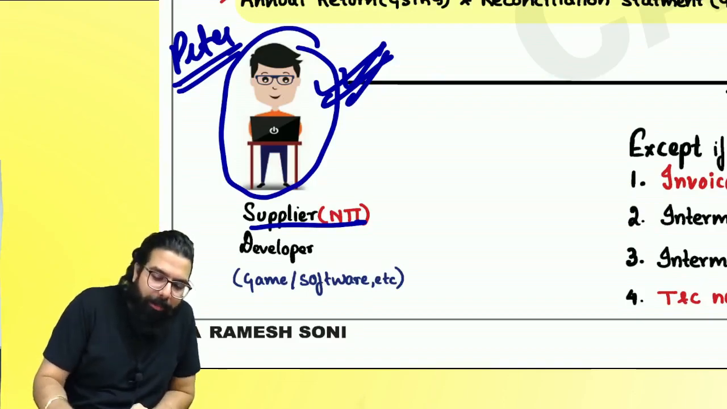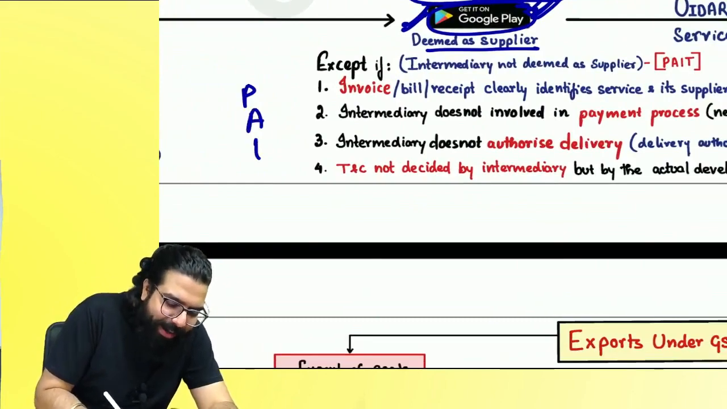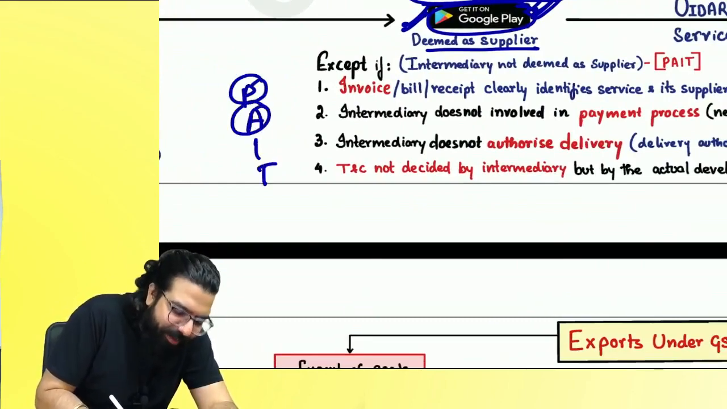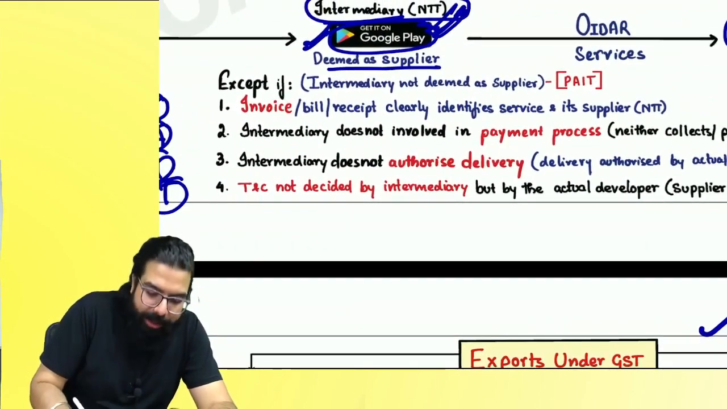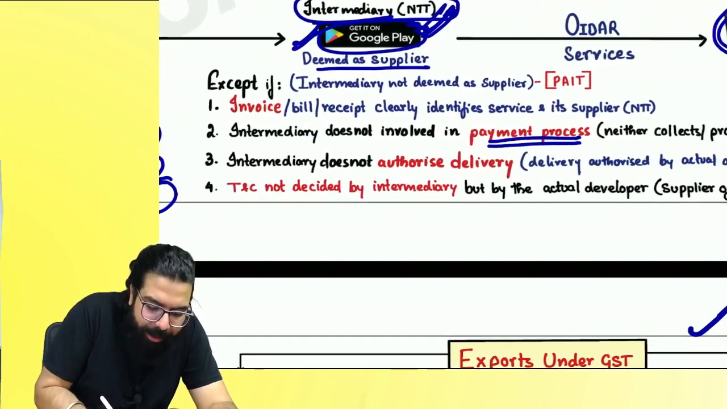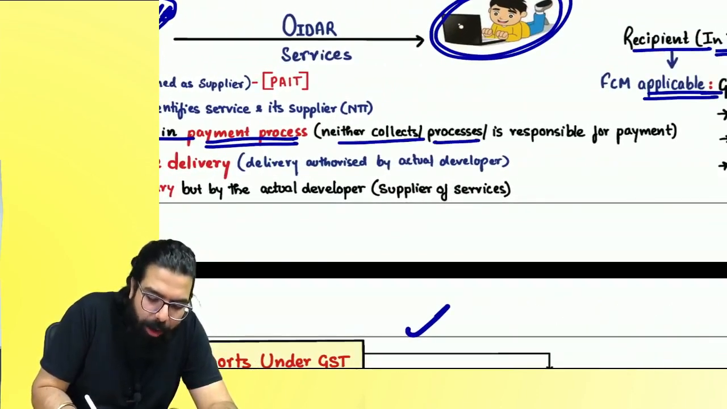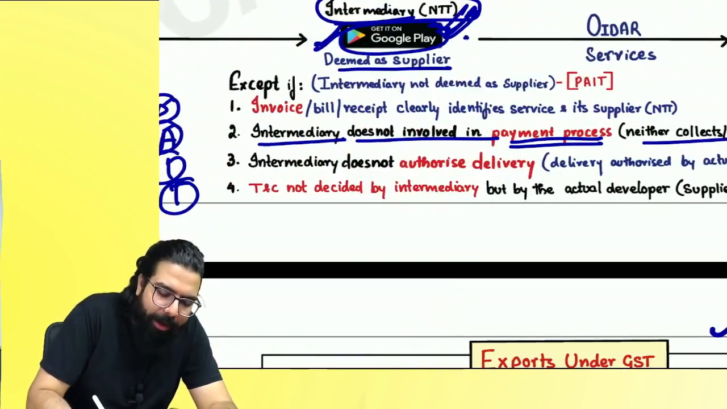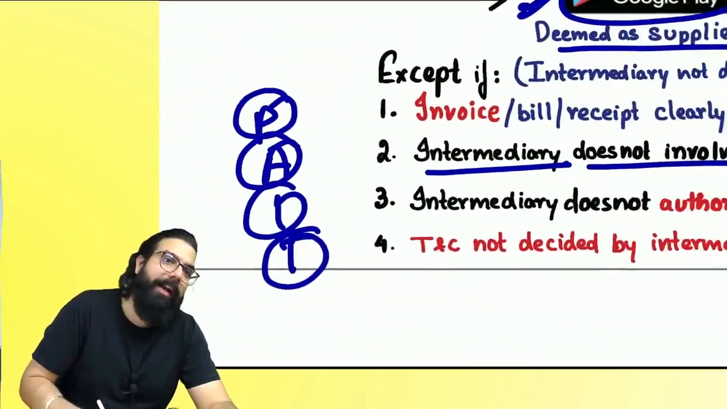They went ahead and told, you have to see 4 conditions. PAIT. Do you remember PAIT? PAIT condition. Number 1, you have to see if the intermediary does not involve in the payment process, neither collects nor processes nor is responsible for payment. Google Play Store is not collecting. Who is collecting? The supplier is collecting the payment.